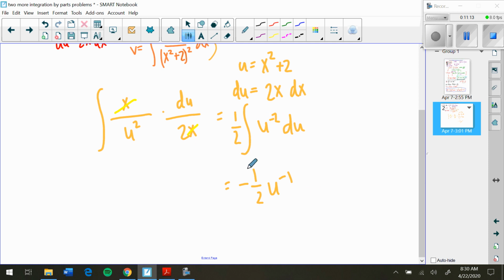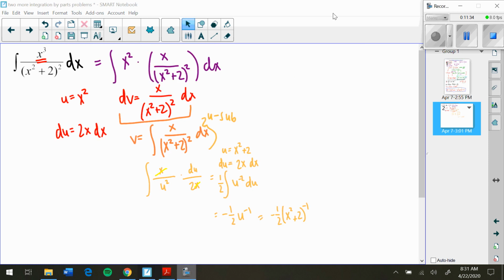All right, add 1 and bring that out front. And we substitute back in, so I have -1/2 times x squared plus 2 to the -1. And now we have to think back to why we were doing this. What was this? This was our v.